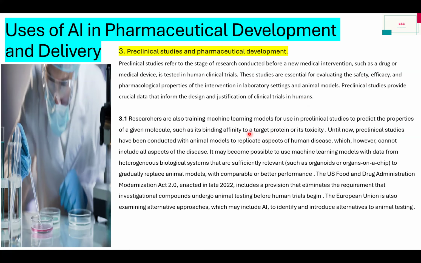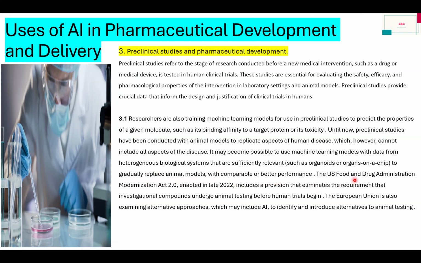Researchers are also training machine learning models for use in preclinical studies to predict the properties of a given molecule, such as its binding affinity to a target protein or its toxicity. Until now, preclinical studies have been conducted with animal models to replicate aspects of human disease, which however cannot include all the aspects of the disease. It may become possible to use machine learning models with data from heterogeneous biological systems that are sufficiently relevant to gradually replace animal models with comparable or better performance.